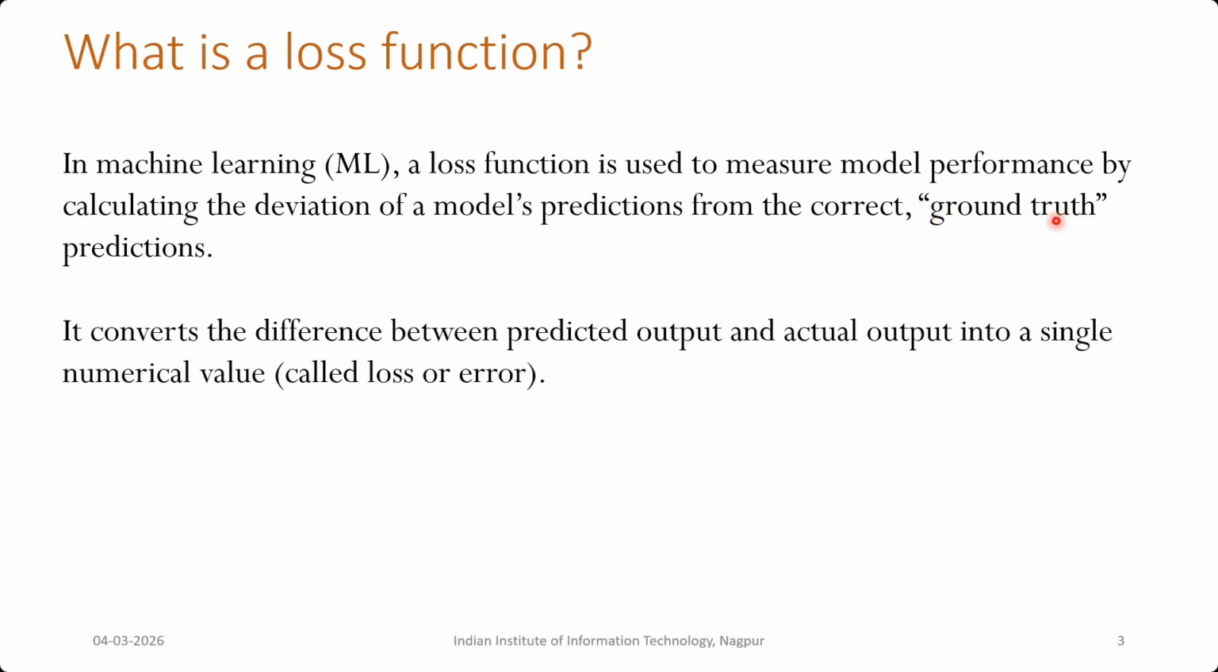It converts the difference between the predicted output and the actual output into a single numerical value, which is called a loss or an error. So that error is basically the difference between the predicted and the actual value.